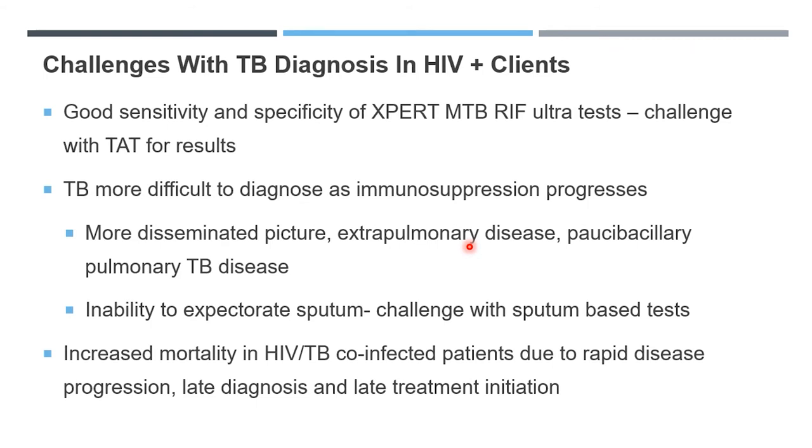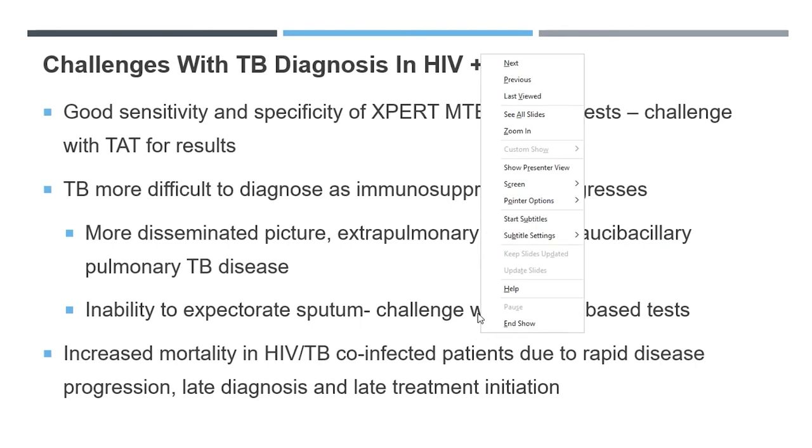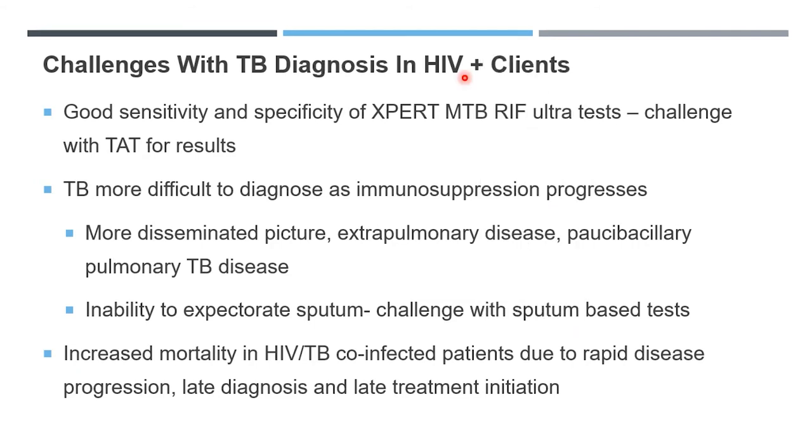What we do know though, is that when we fail to diagnose TB early, there is increased mortality in HIV TB co-infected patients because we know that there's a rapid disease progression, especially in these clients because they are severely immunocompromised. As a result of the delay in diagnosis, there's also a delay in treatment initiation. And then the other complications which do happen when we do get to initiate them onto therapy.